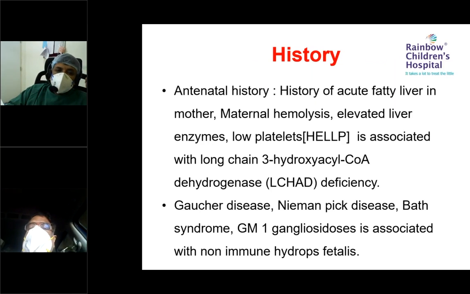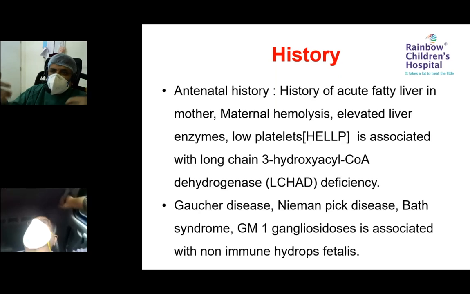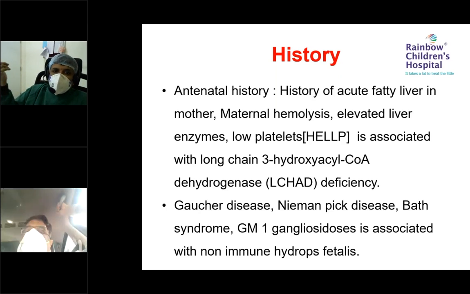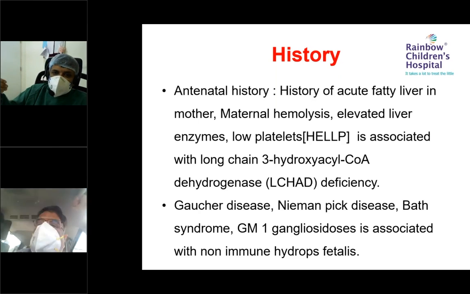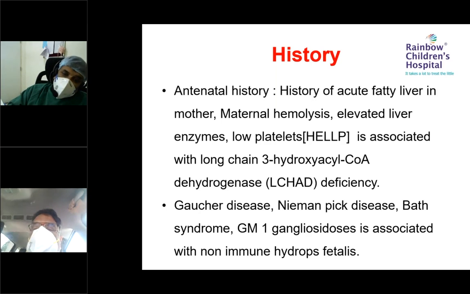Now, what are the important things that one should ask in the history? So, for example, a 10-month-old baby presents to us with abdomen distension and mild jaundice. Now, how to proceed with this? First, in the antenatal history, we should always ask whether there is any history of acute fatty liver in the mother, or whether the mother had pregnancy induced hypertension with HELLP syndrome, that is maternal hemolysis, elevated liver enzymes, and low platelets. And if this mother had this history, then it is highly associated with very long chain acyl CoA dehydrogenase deficiency.